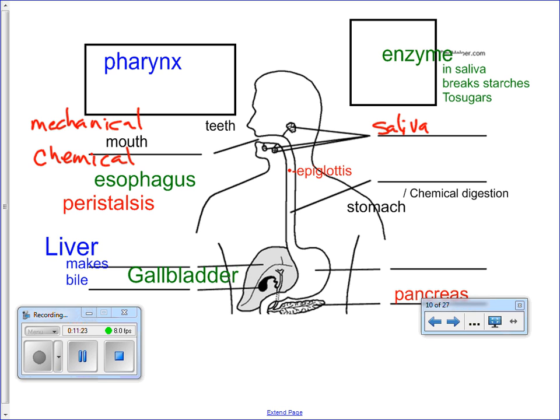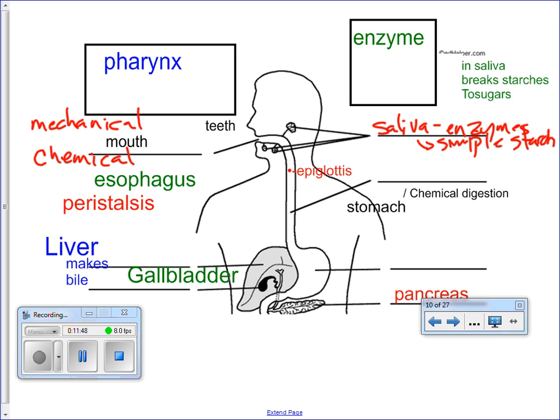Yeah, we'll talk about the appendix in a couple minutes. Saliva produces enzymes to break down starches. So starches into simple sugars. Okay, so teeth, mouth, easy, right? We already did enzyme. Enzyme in saliva breaks starches to sugars.